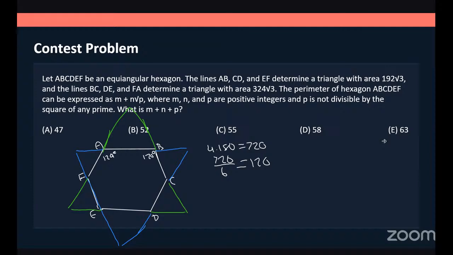And then from there, because of them being supplementary angles, you would know that the triangle angles would be 60. So here, this would all be 60. Now, we're told that these triangles, so this one here, the blue one, would be equal to 192 root 3. So the blue triangle is 192 root 3.